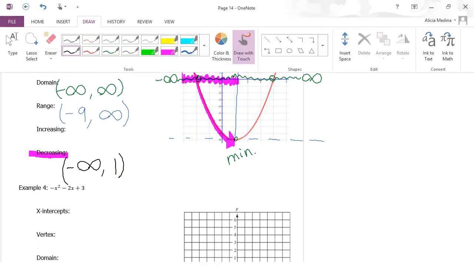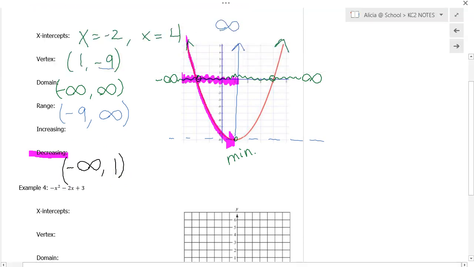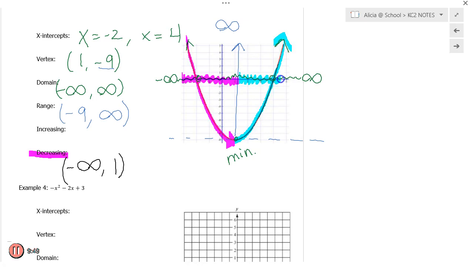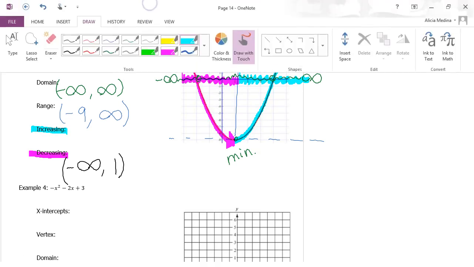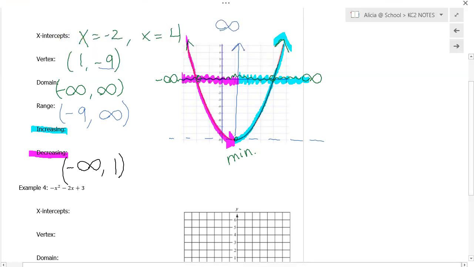Increasing, where does my function go up? Well, from that vertex point, we change directions, and now I'm actually increasing. I'm going upward, which means those x values are where I am going to be increasing. So increasing here from +1 all the way to positive infinity.